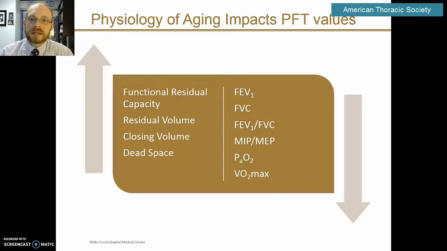So again, aging impacts a number of things about pulmonary physiology, as we can see listed again here. In particular, the functional residual capacity and the residual volume increase, partly because closing volume increases. Dead space is also increased. We haven't talked about that in detail today. The FEV1, vital capacity, and their ratio decrease, as do the MIP and the MEP, measures of respiratory muscle strength. Maximum oxygen consumption also decreases.